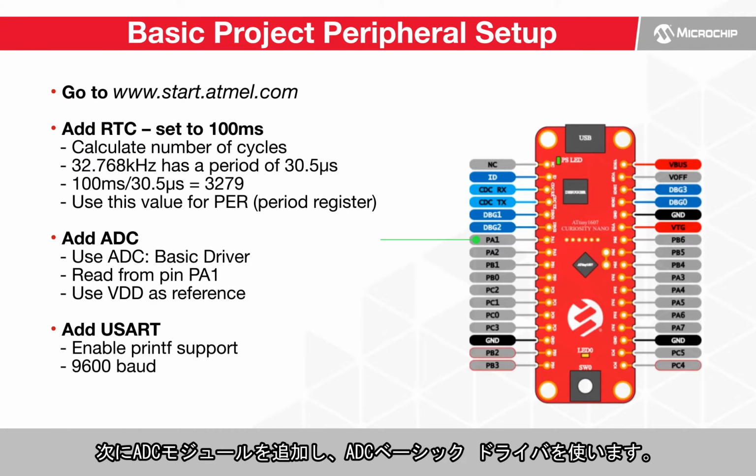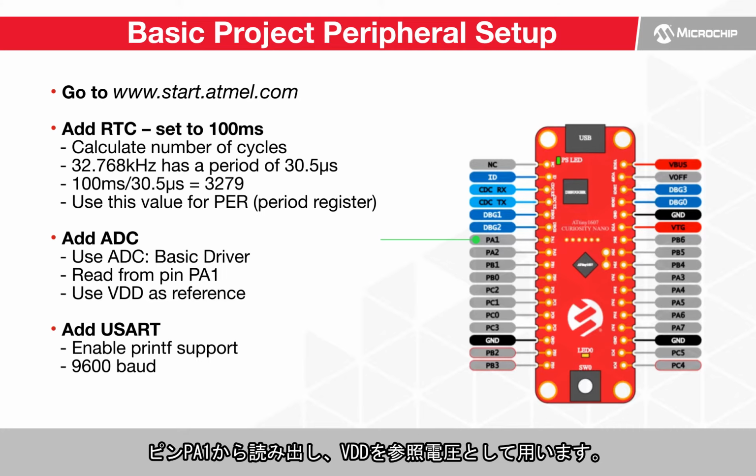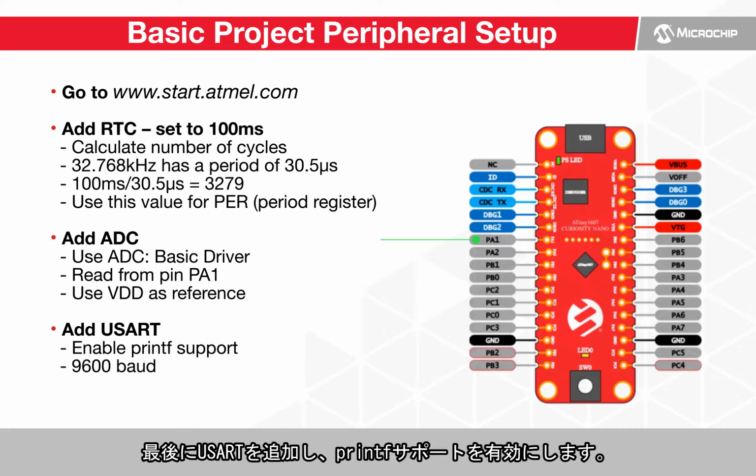Then we will add an ADC peripheral, and we will use the ADC Basic driver. We will read from pin PA1, and we will use VDD as a reference voltage. And finally, we will add a USART, and we will enable printf support.